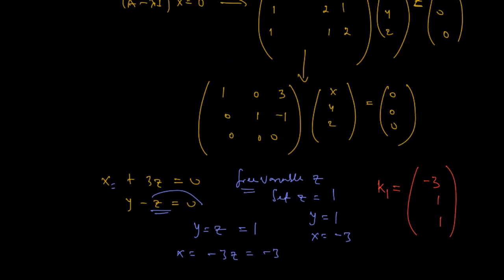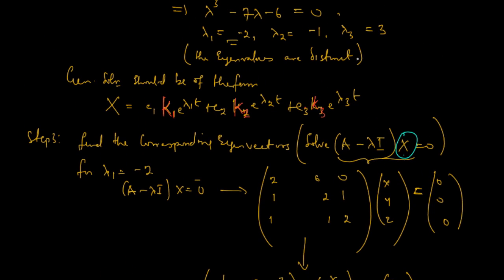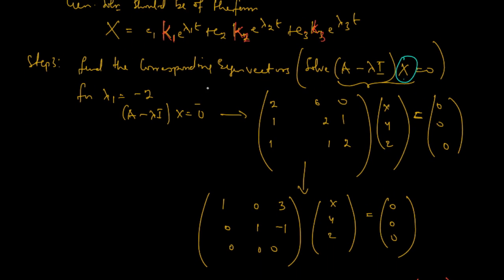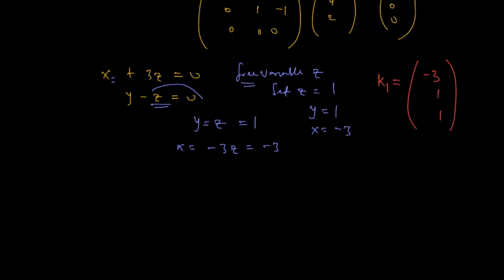So I then move on to the next eigenvalue, that is for lambda 2 equals -1. I'm going to find the corresponding eigenvector. So you will recall, finding the corresponding eigenvector for each of the eigenvalues simply implies solving this system here. So I'm going to solve that system for the next eigenvalue.